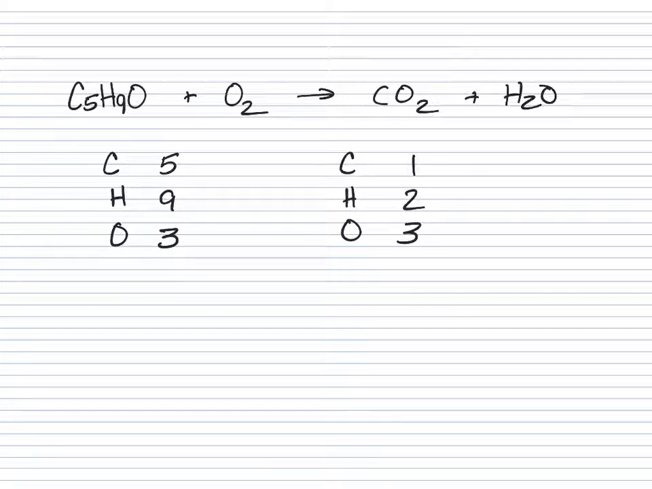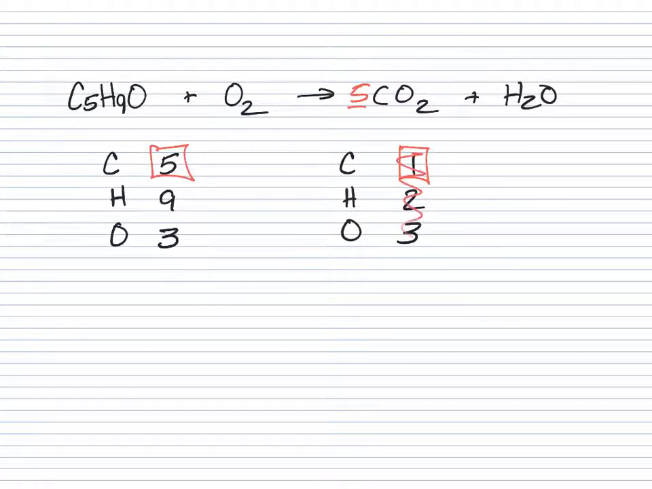So, let's tackle the carbons first, because I always like to leave the hydrogens and oxygens for last. And actually, the oxygen's going to be dead last this time, because the oxygen on the reactant side is in 2 different places. It's here, and it's here. So I want to leave myself that flexibility. So I'm going to deal with my carbons first. I'm going to put a 5 here. Remember, always working on the side that's lower, and this 1 is lower than this 5. So I'm going to put a 5 in front of there.